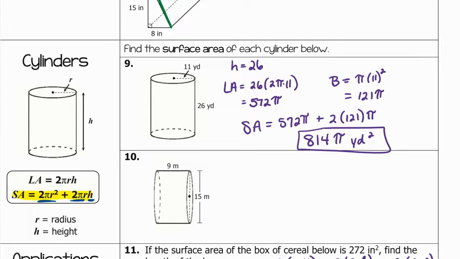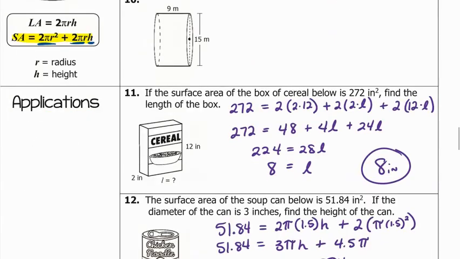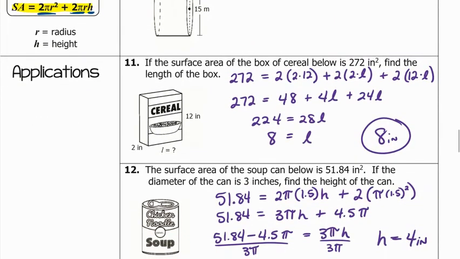So doing the same thing, I can find the area of my base and my lateral area, and then add those together to get the surface area of the cylinder. Okay, very similar to the way we do prisms. A couple application problems here where you're given surface area and you have to find some other variable. Again, I'm just using that formula, plugging in the things I know to then solve for what I don't know. And same thing on number 12.